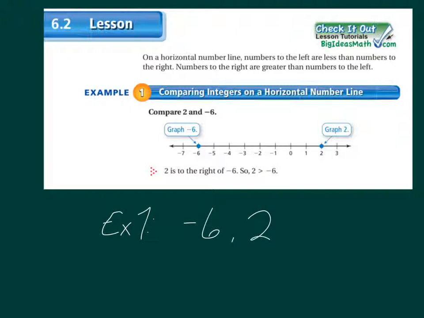Now on tomorrow's, when we're working with the real numbers with decimals and fractions, I will have you guys use a number line just so you guys can see where those numbers fall between, because they're decimals, and we'll talk about that more when we get to it. But as far as example 1 goes, we really don't need to go through all the work of making a number line to see that negative 6 is less than positive 2.